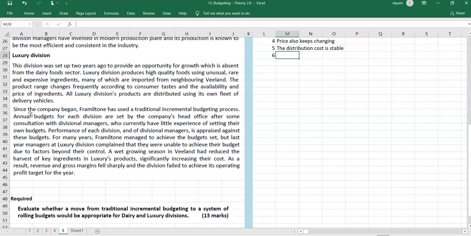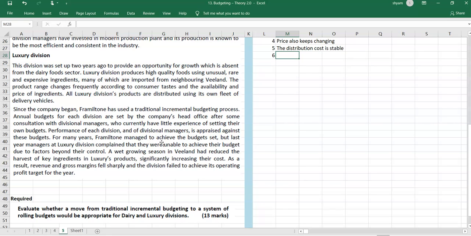The next one is, since the company began, Framilton has used a traditional incremental budgeting process. Annual budgets for each division are set by the company's head office after some consultation with the divisional managers. So it seems partly participative and partly top-down, but still what they are using is incremental. Performance of each division and the divisional managers is appraised against these budgets. So against the stable incremental budget.